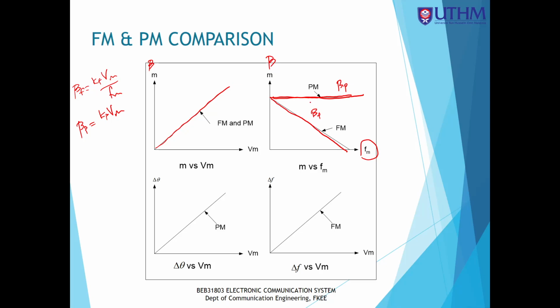And then delta theta versus Vm. Delta theta is equal to KP Vm, so the higher the Vm, the higher the delta theta. Similar with delta F, where delta F is equal to KF Vm. The higher the modulating signal voltage, the higher the frequency deviation.